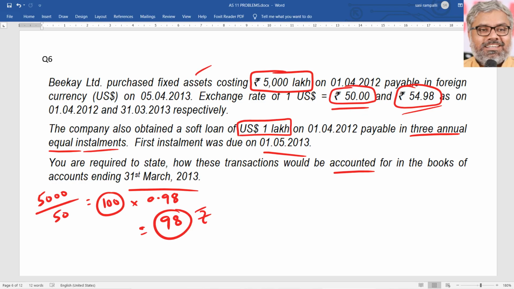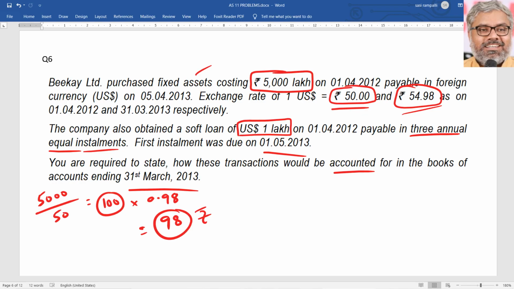But for the first option, FCMITD and all will not be correct. Why? Because it's not a very long-term loan. It just exceeded 1 year by 4 or 5 days. So we cannot call it FCMITD eligible. So two possibilities we can write for the first transaction. One possibility is debiting P&L. Another possibility is debiting fixed assets. Both of them by 98 lakhs rupees.